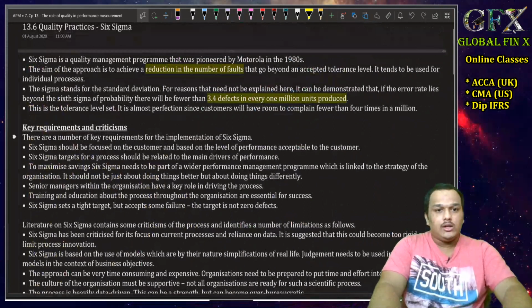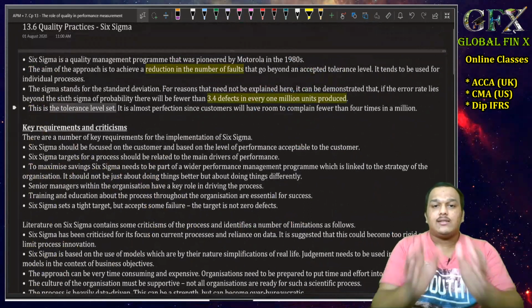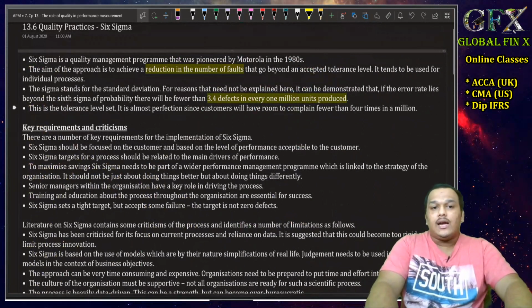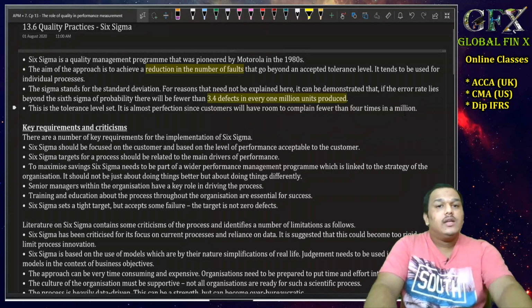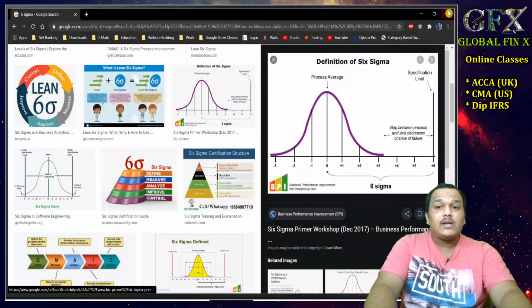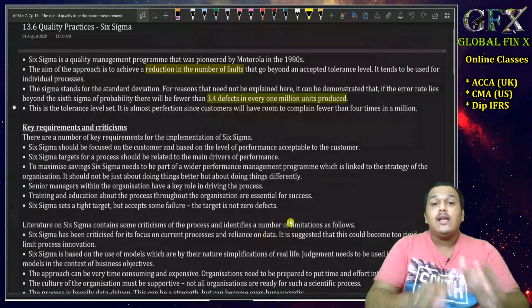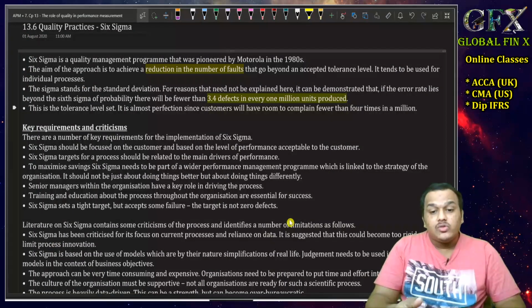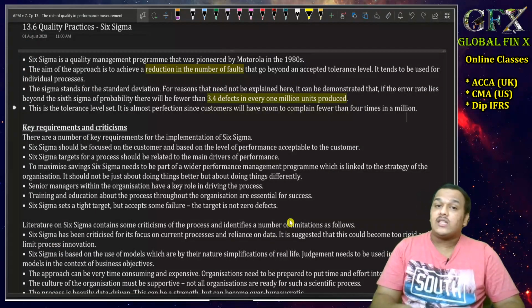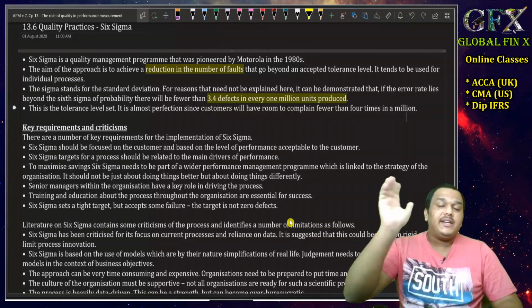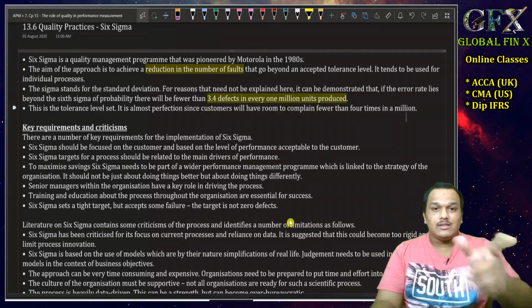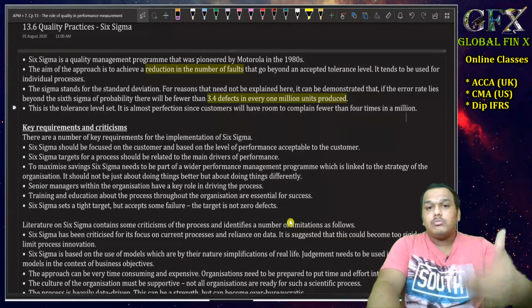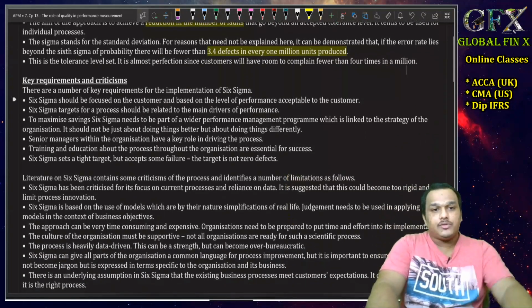Okay, sir, with that, now let's understand this. So all this is done. This is a tolerance level that is set. 6 sigmas is the tolerance level, and almost perfection will be achieved because customers will have room to complain fewer than 4 times in a million. Why? Because we already intimated our customers that the maximum waiting time is this much, but there are chances that 4 out of a million customers will have a waiting time of a maximum of 65 minutes, as in our previous example. So chances of complaints will be very less.